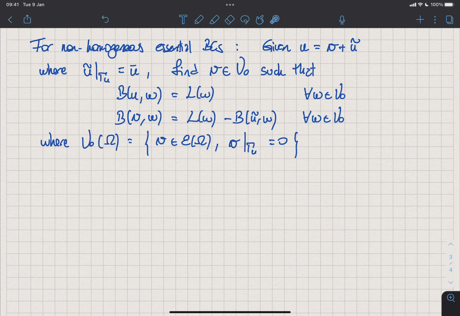So if you see, my V belongs to V naught, and all test functions, all weight functions belong also to that V naught. So then this is great because I have symmetry. I'm choosing both this V function and the weight function from the same space of functions. This is what I want.